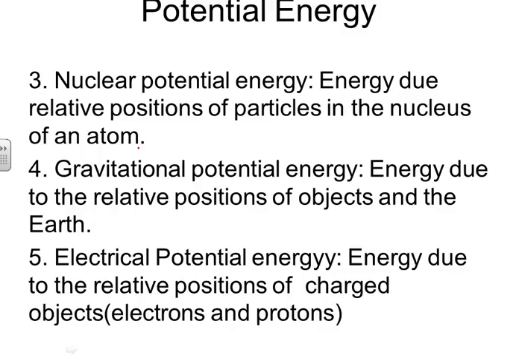We have gravitational potential energy, which is energy due to the relative position of an object relative to the Earth itself, where the Earth is the second object. And then electrical potential energy is the energy due to the relative positions of charged objects, either electrons or protons. Generally speaking, potential energy is going to require pairs of things, forces between objects, in order to say that we have potential energy. Potential energy cannot exist on an object that's completely isolated from all other objects.